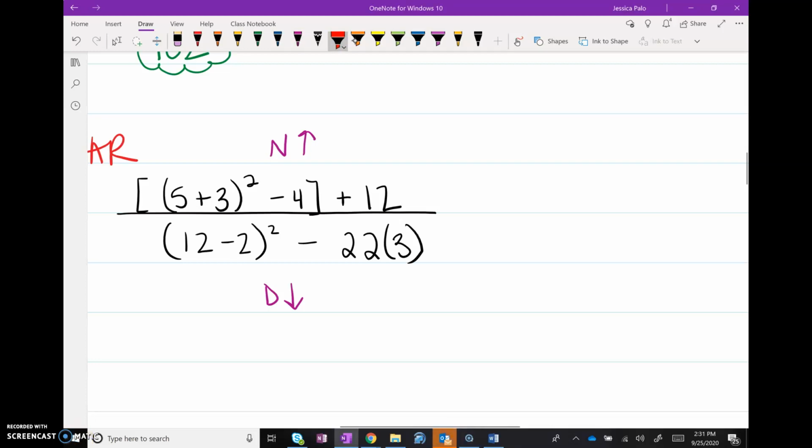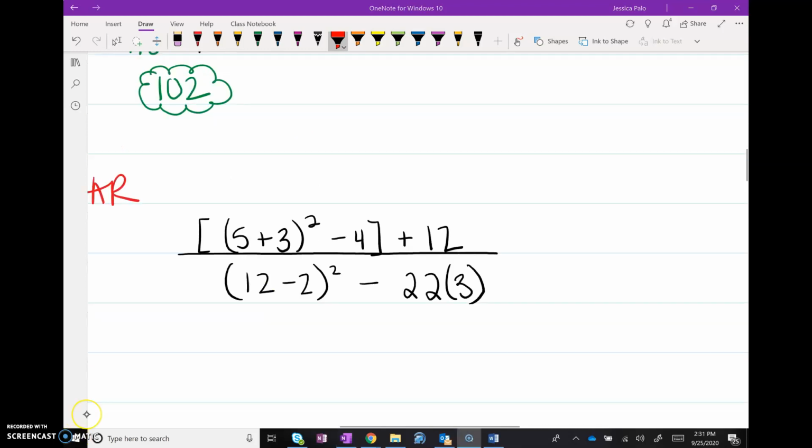In the numerator, I see this whole section that's inside the brackets. So we need to simplify this whole section first. I like to simplify going up. So we're going to start in these brackets. And then within these brackets, I see more parentheses, so more grouping symbols. So we're going into these grouping symbols, and we are going to simplify 5 plus 3, which equals 8.